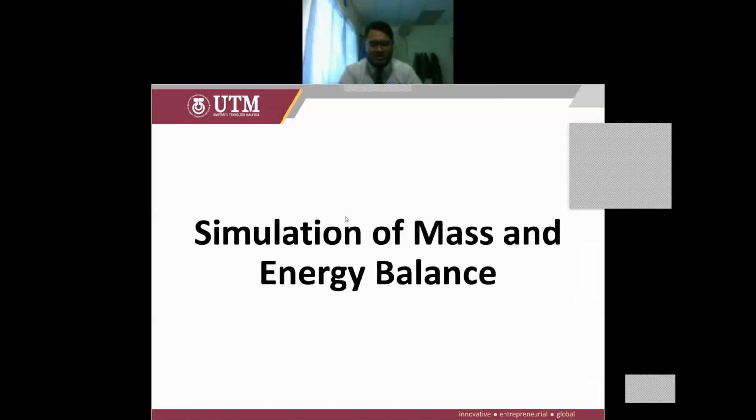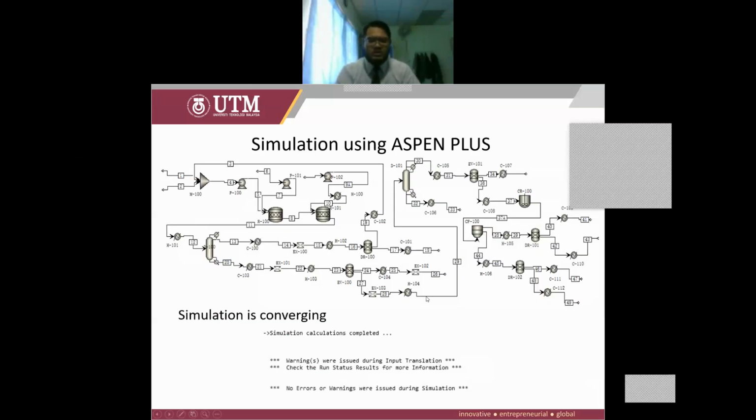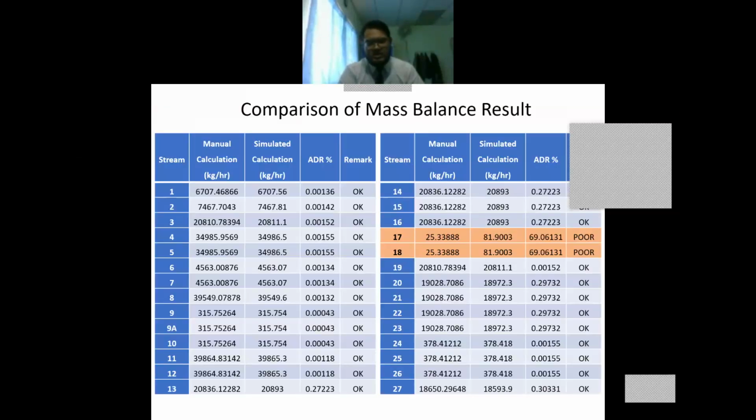Okay, I will continue. This is the simulation of mass and energy balance. We are using S1 Plus for our simulation, and the simulation is converging. This is the comparison of mass balance for manual calculation and simulated calculation.